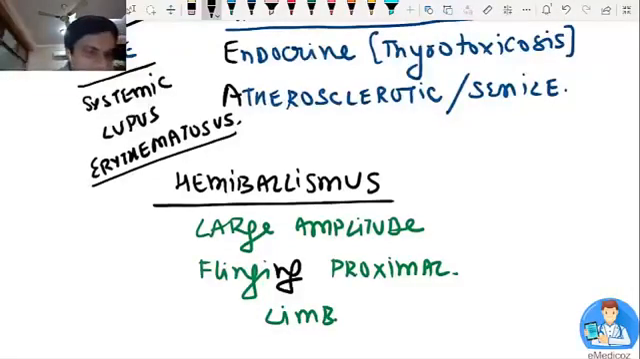Large amplitude flinging movement of a proximal limb. Okay, this is hemiballismus. What is chorea gravidarum? Oh my God. Gravidarum goes with pregnancy. A pregnant female can have chorea. That's known as chorea gravidarum.